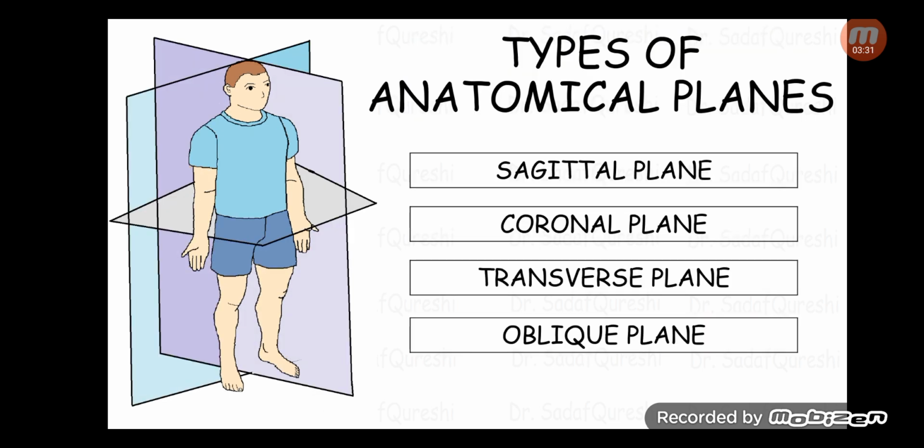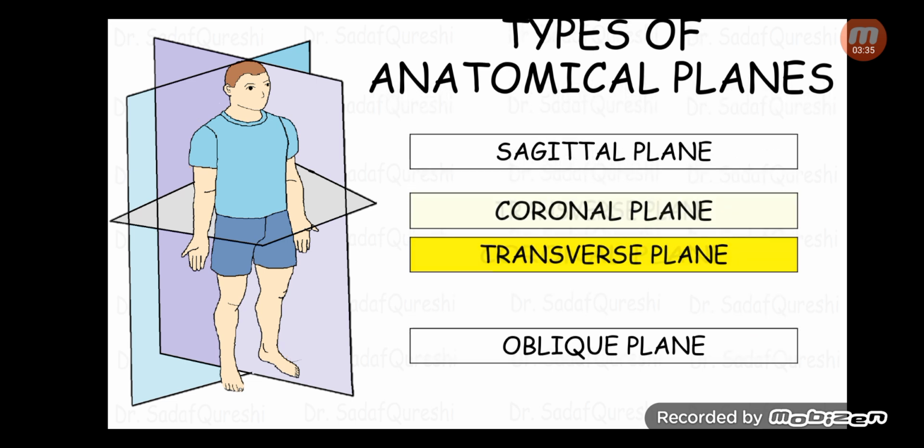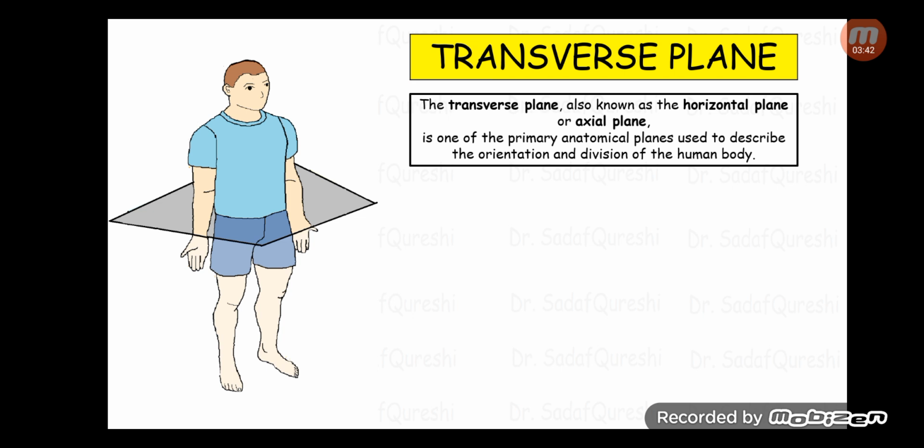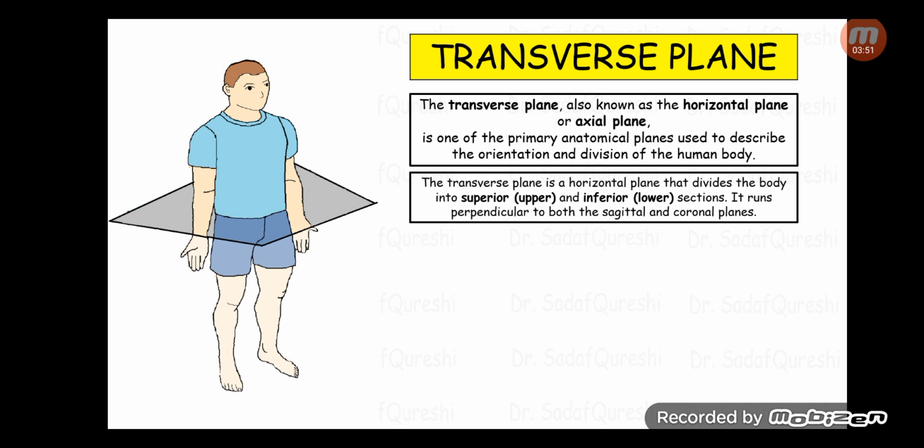Then we will talk about the next plane, that is the transverse plane. In the picture, this plane is the transverse plane. This is also known as the horizontal plane or axial plane. It is one of the primary anatomical planes used to describe the orientation and division of the human body. The transverse plane is a horizontal plane that divides the body into a superior part and an inferior part, or superior section and inferior section. It runs perpendicular to both the sagittal and coronal planes.